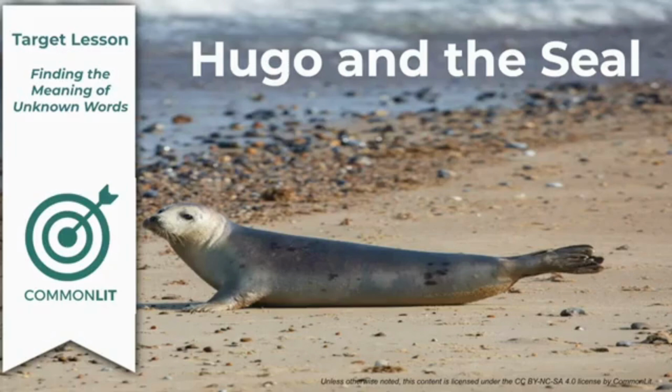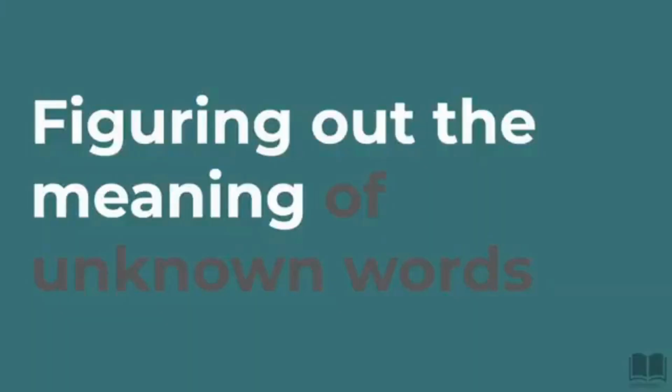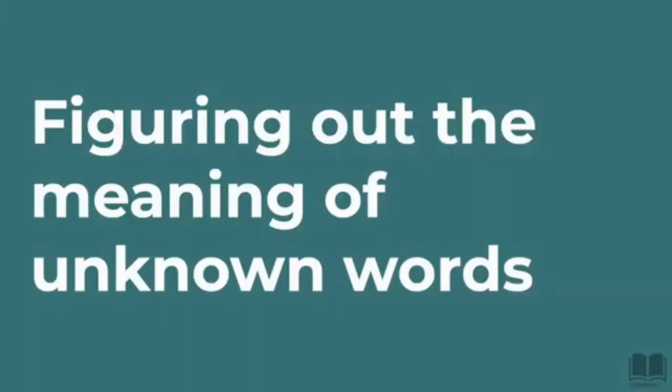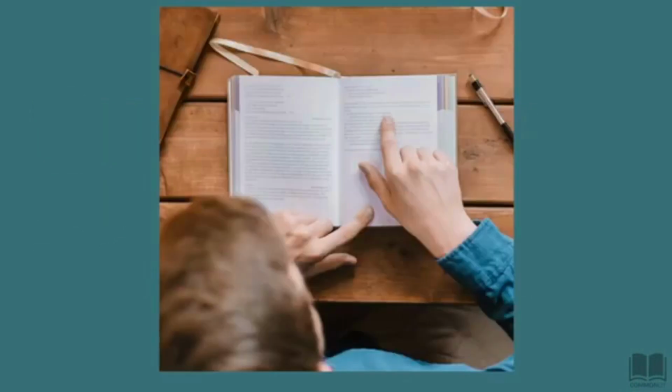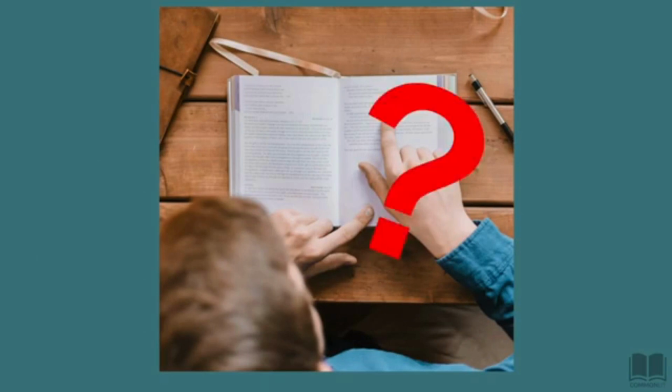Today, as you read the story, Hugo and the Seal, you are going to practice figuring out the meaning of unknown words. Here is a quick reminder and an example of how to do this. Good readers know that every word they read is important to help them understand what a text is about. When you read, sometimes you might come across words you do not know or understand.